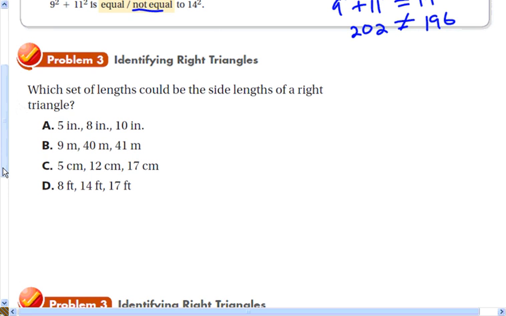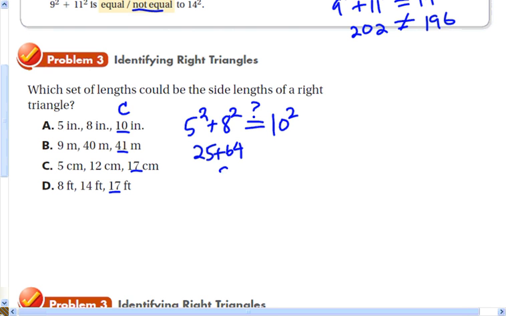All we need to do is check to see, and the hypotenuse is always going to be the longest of the three sides, so no matter what order they're written in, that's going to be your hypotenuse, which is C, and then the two shorter legs are interchangeable for A and B. So we want to test this. 5 squared plus 8 squared, see if it's equal to 10 squared. And 5 squared is 25 plus 64. That's 89, which is not equal to 100. So we're going to say not that one.